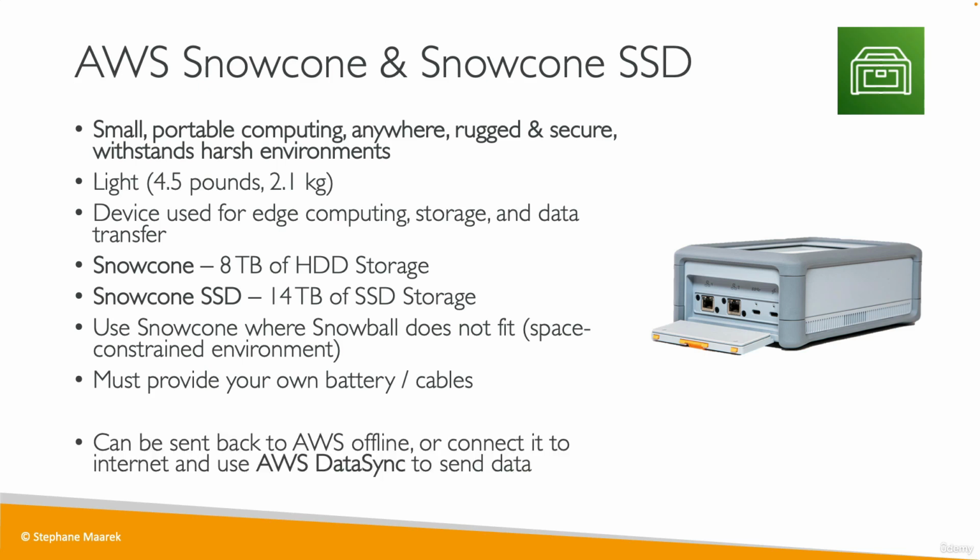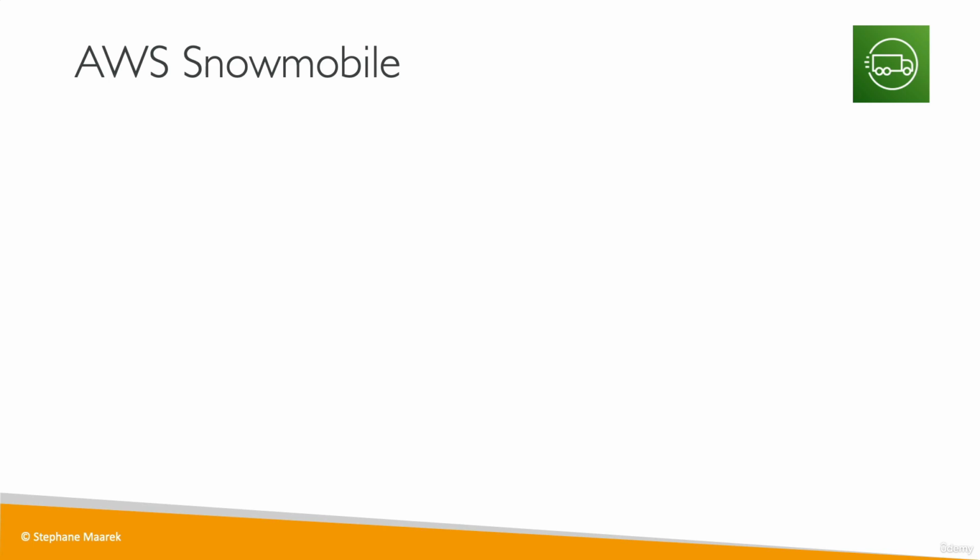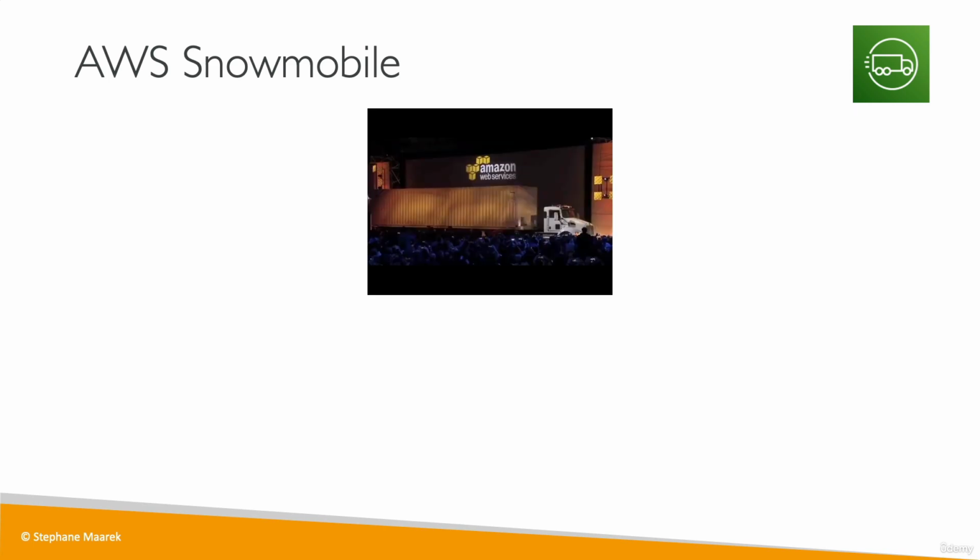Now, to send back the data to AWS, you have two options. Either you send the data back offline by shipping it, or you can connect this device, after it has captured some data, to a data center, for example, that has an internet connection, and then use the AWS DataSync service to send the data back to AWS. And then Snowmobile is an actual truck. When they announced it, they actually took a truck on stage to show that it was an actual truck that is going to transfer data.